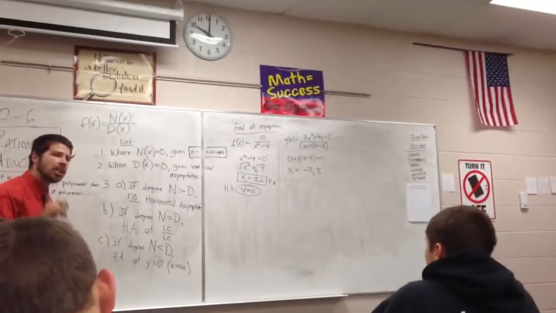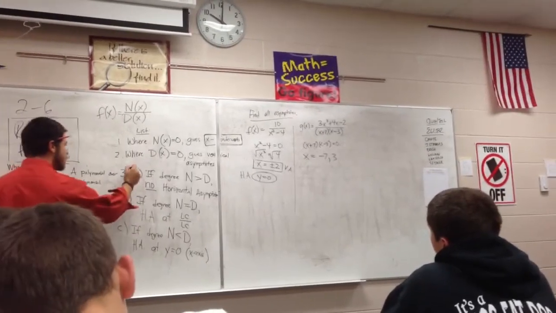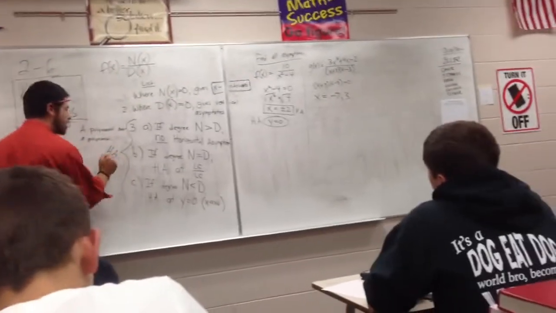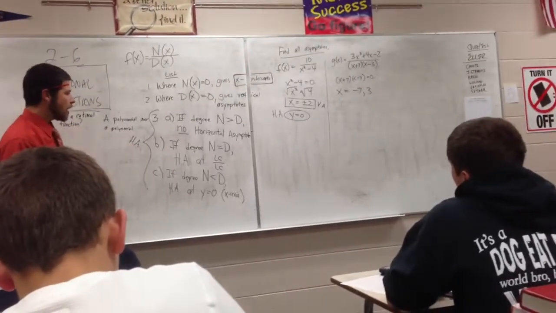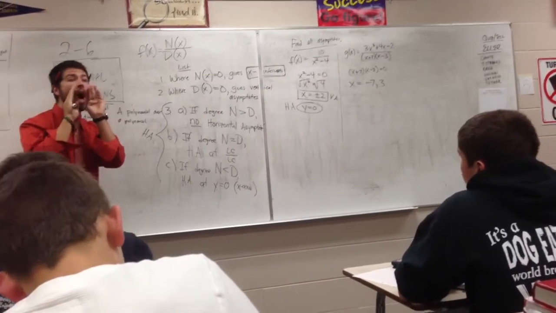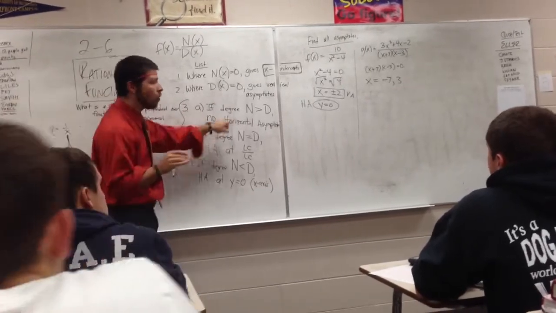Okay, let's look at the degrees. Where is a horizontal? These 3 cases right here are telling you where your horizontal asymptote is located. And by the way, you will only have one of these if you have one, because in case number 1, you have no horizontal asymptote.